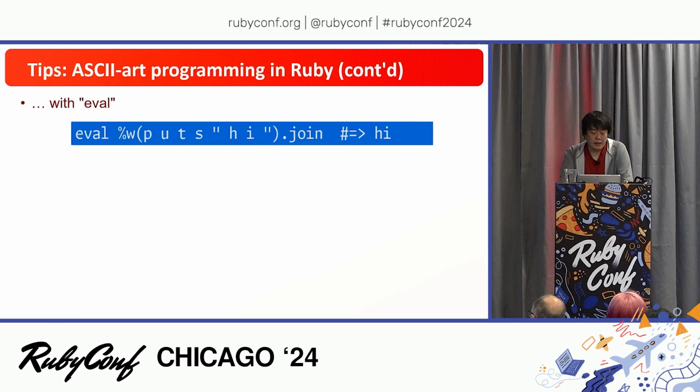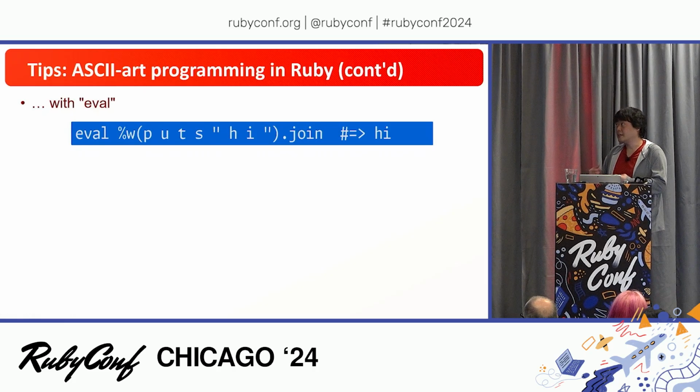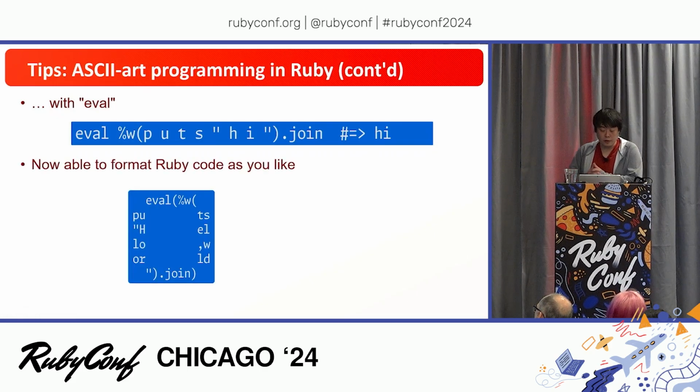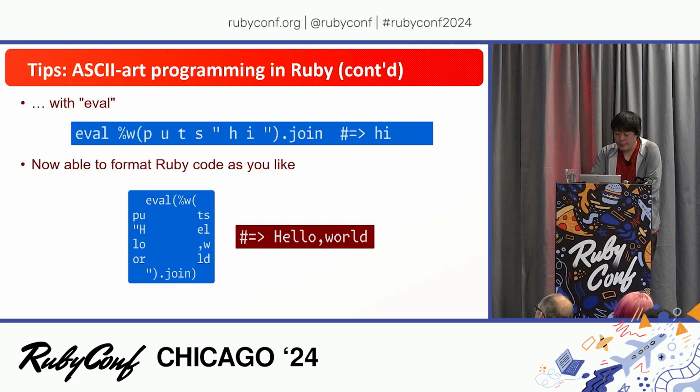And now let's put your favorite Ruby code into this idiom and pass it to the eval method. So this is condensed, the spaces removed, and passed to the eval method, and so it outputs hi. By exploiting this, you can freely format the Ruby code by inserting white spaces like this. This prints hello world when executed.